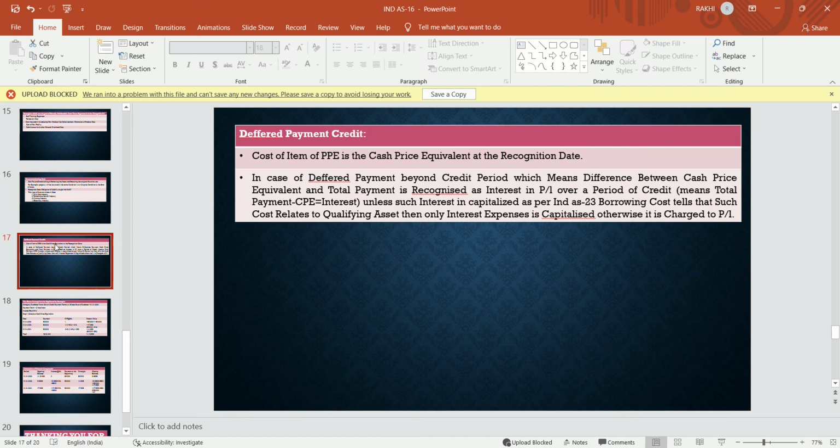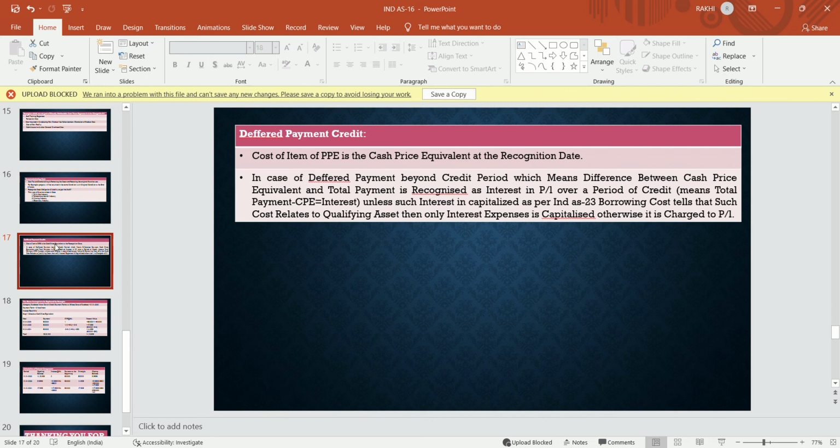Means if the company borrows some amount to purchase an asset and pays some interest, and it satisfies the condition as per Ind AS 23, which deals with borrowing cost, and satisfies the condition of a qualifying asset, then that interest is to be capitalized with the respective asset. Otherwise, if they are not satisfying the condition, then it will be charged to P&L as an interest over the credit period.